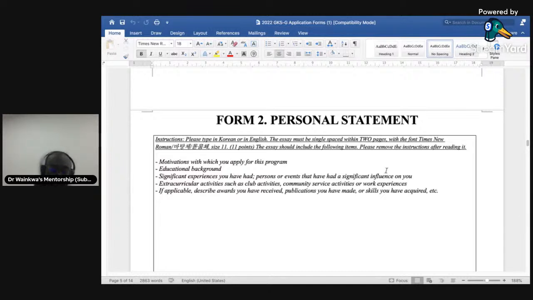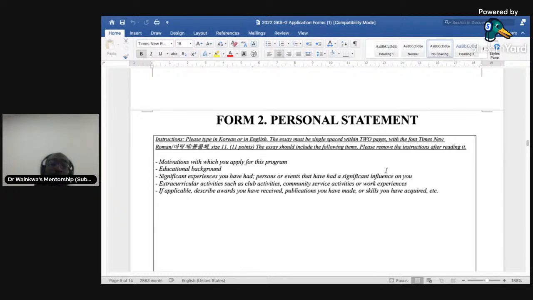What they are looking forward to is for you to really explain why you feel this scholarship is best appropriate for you. So bear that in mind. Secondly, they say to use Times New Roman.